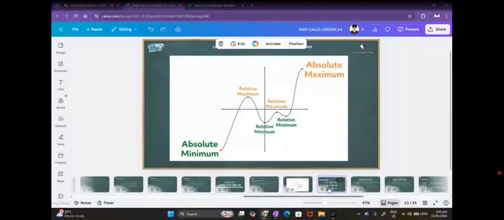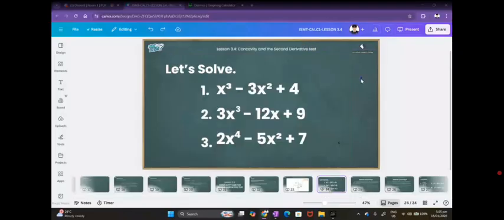So let's try to solve this muna pala para mas mabilis natin maintindihan yung first derivative. Para ma-recall lang natin siya.